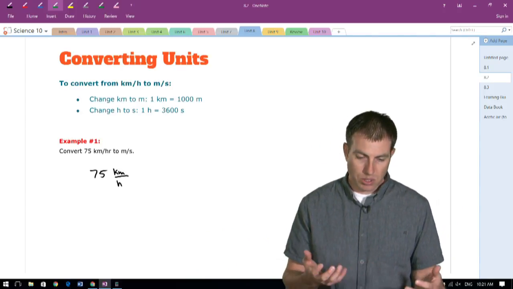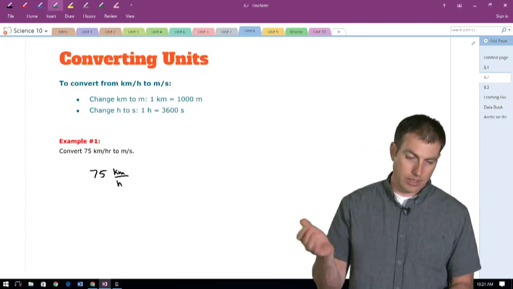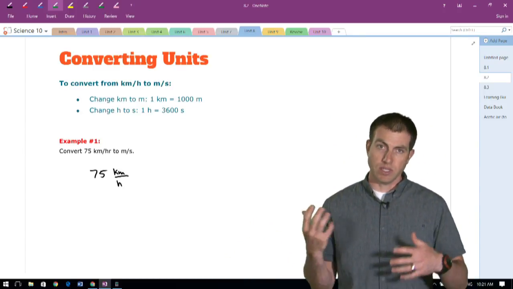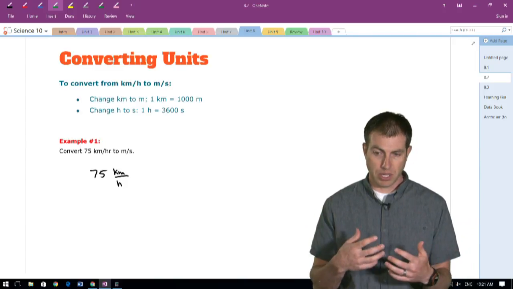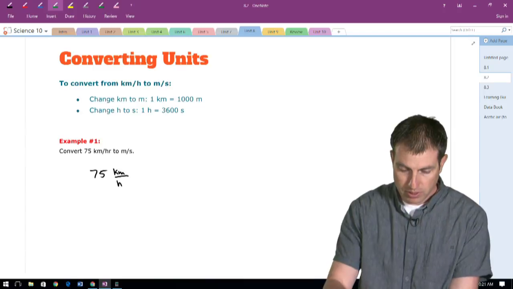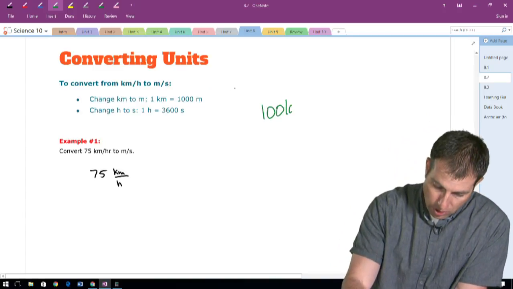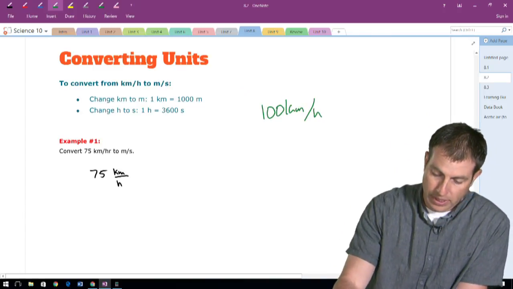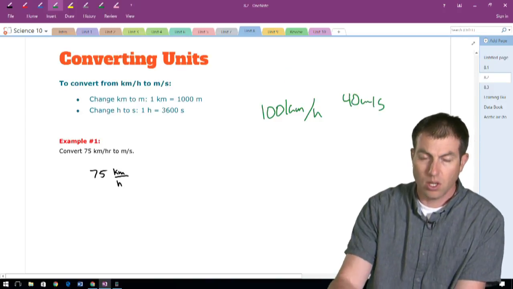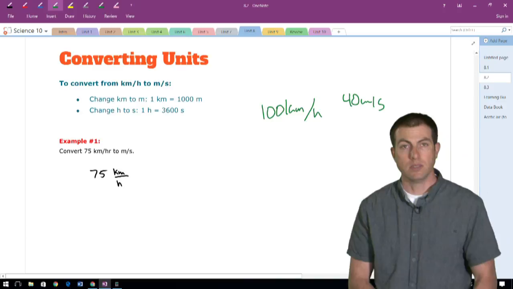We spend so much time in math and science up into grade 10 talking about units, and we always have to have the same units. Sometimes it's difficult to compare if we have different units. Like if I said something's traveling at 100 kilometers per hour, and then I said something's traveling at 40 meters per second, which one's going faster?